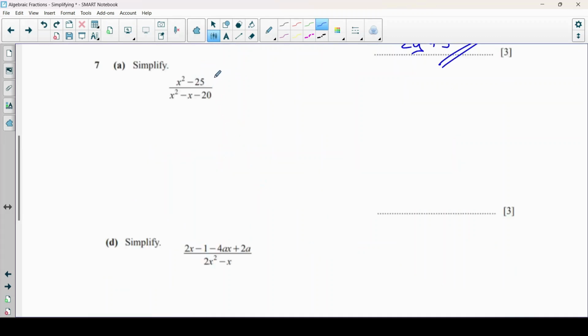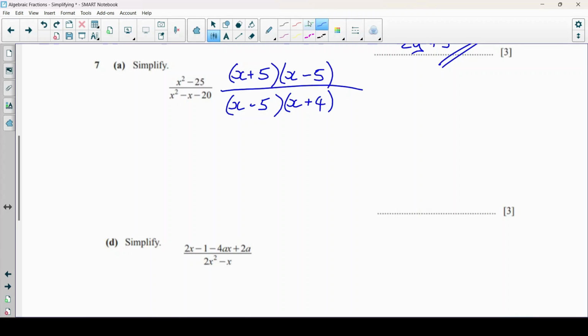Again, difference of two squares for the top, so that's going to be (x plus 5)(x minus 5). And the bottom, a straightforward quadratic. We're looking for two numbers that multiply to give negative 20 and add to give minus 1. So something to do with 5 and 4. To make negative 1, we want negative 5 and plus 4. Now I can divide top and bottom by x minus 5, and that just gives me x plus 5 over x plus 4.